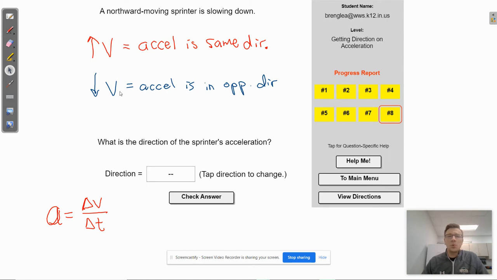Now this says a northward moving sprinter is slowing down. Since the person is moving to the north but slowing down, the acceleration must be in the opposite direction and therefore to the south.